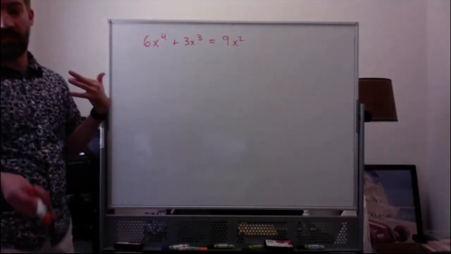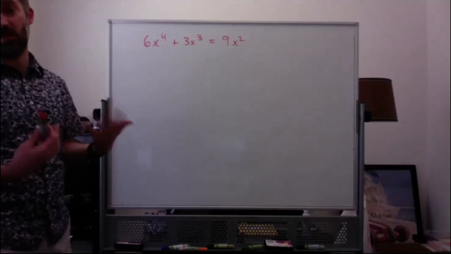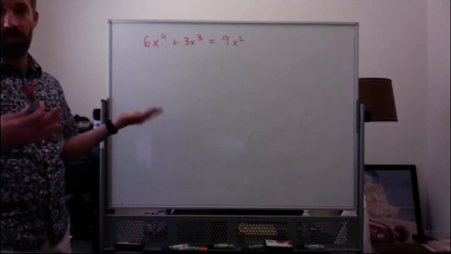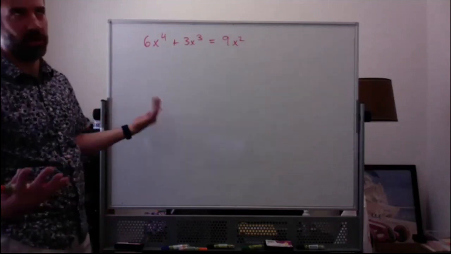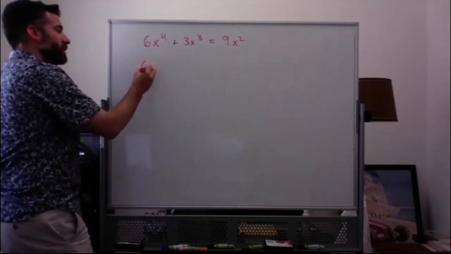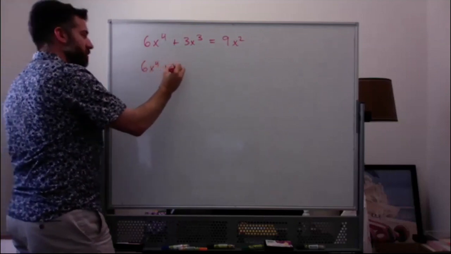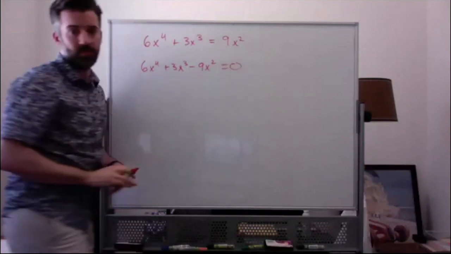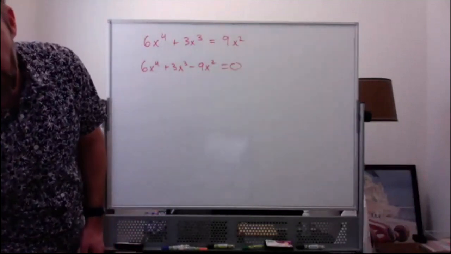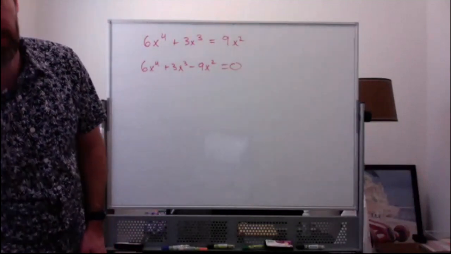And again, the first thing I want to do is bring everything to one side, right? Always, always, always, always, always. With some exceptions, but really always. So 6x to the fourth plus 3x cubed minus 9x squared equals 0. And then we're going to ask ourselves, what can we factor out from that?